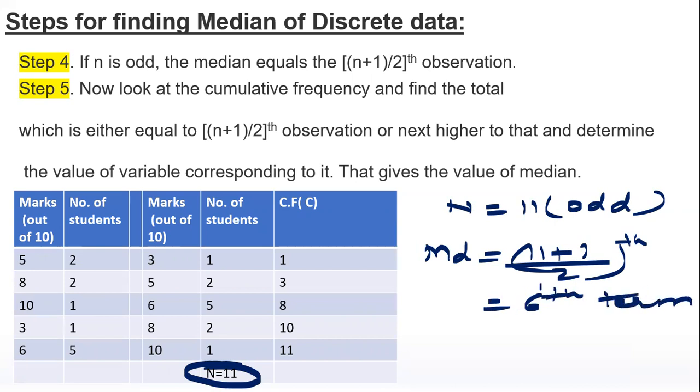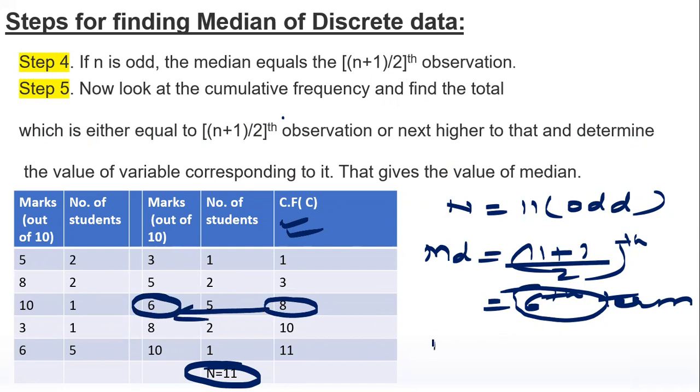Now what will we see? We will look for its value in the cumulative frequency column. Look at the cumulative frequency and find the total which is either equal to the 6th observation or the next higher to that. We can see 6 will come under this line. Corresponding to this, we go to the xi column, the xi value, and we can see the median is 6 over here.